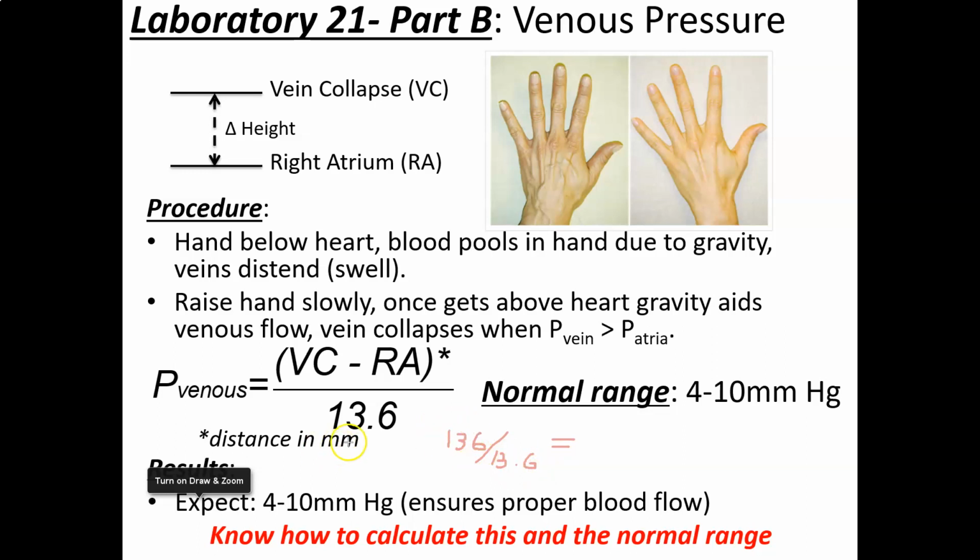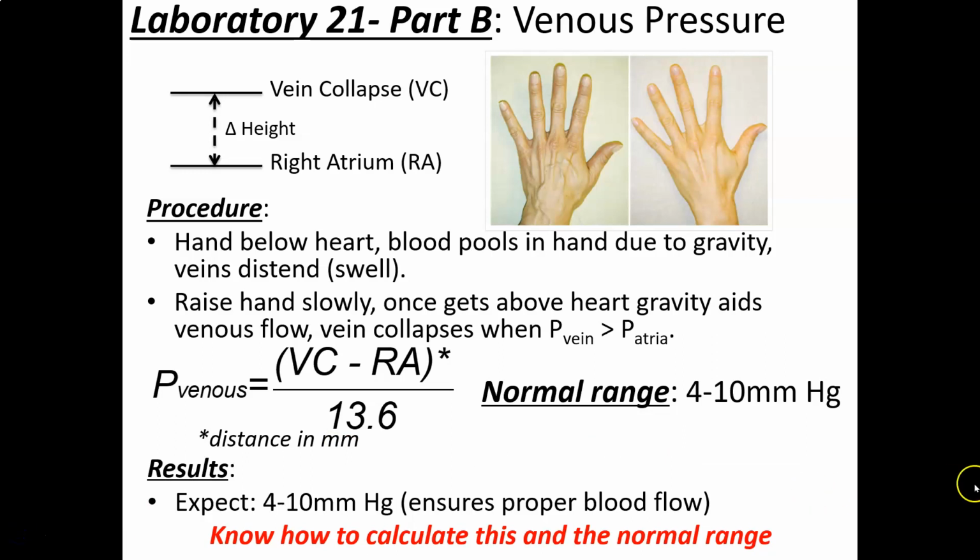This originally was in millimeters, right? So here's our distance in millimeters. When we do that, it's going to equal 10 mmHg, millimeters of mercury. Remember, the atomic symbol for mercury is Hg. So that would be right at the upper limit of normal. So really easy calculation. So that's what we did there.